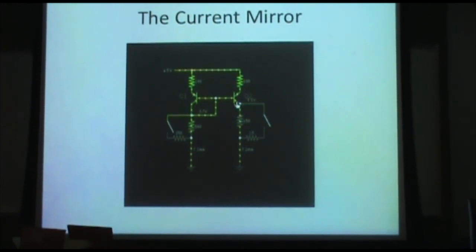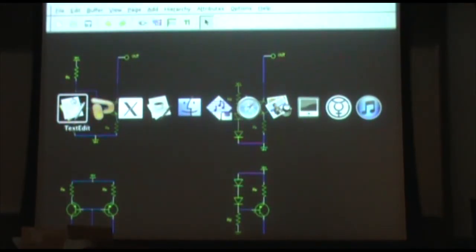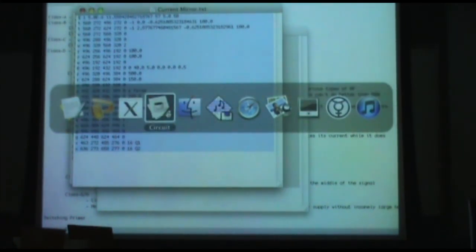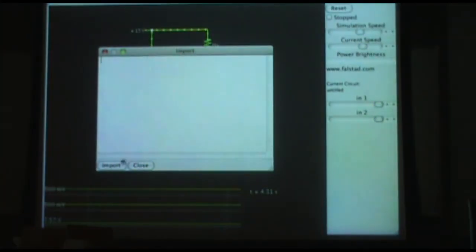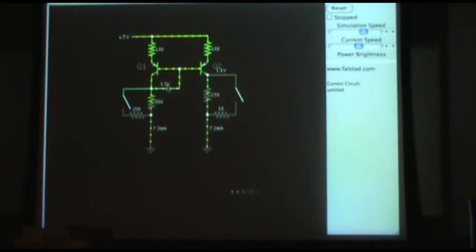All right, this is a really neat circuit. It's called a current mirror. And it's called a mirror for a reason, which is that the current through this transistor, the current that it sources from its collector here, is ideally the same as the current that this transistor has through its collector. You'll notice that they're approximately equal.